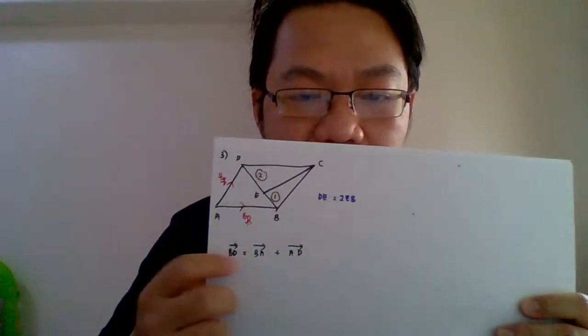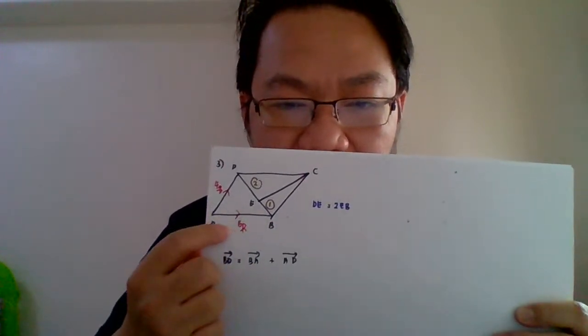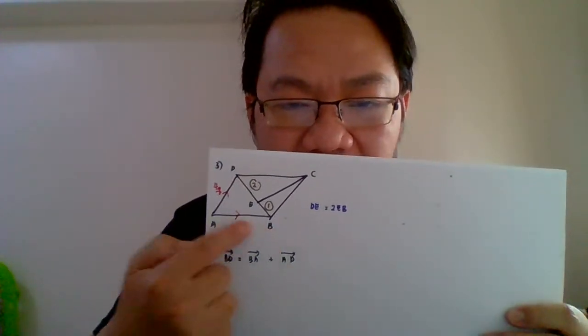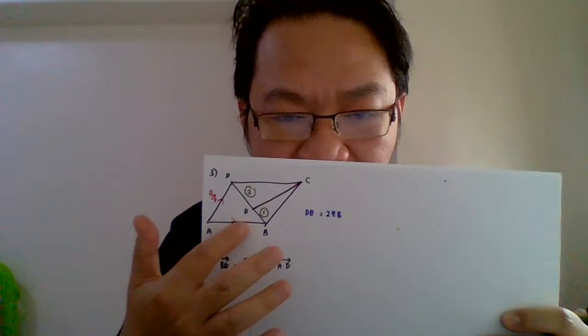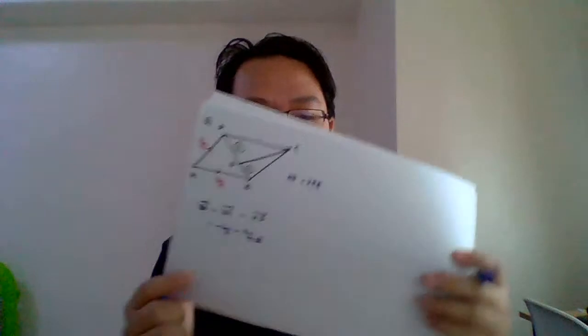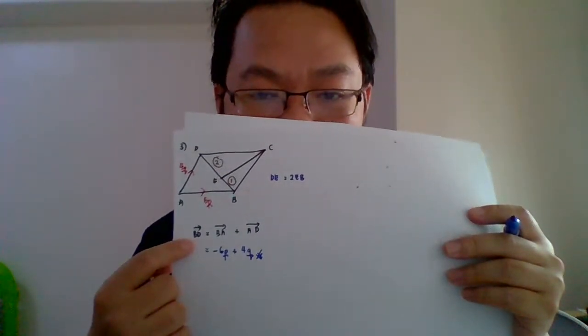So guys, very easy. You want to find BD? BA is the opposite direction, plus AD in the same direction. So what happens if the direction is opposite? What happens to the value? It becomes negative. Always remember that. So it becomes negative 6P plus, but AD follows the same direction, so the sign remains positive for Q. Done. This is your vector BD.